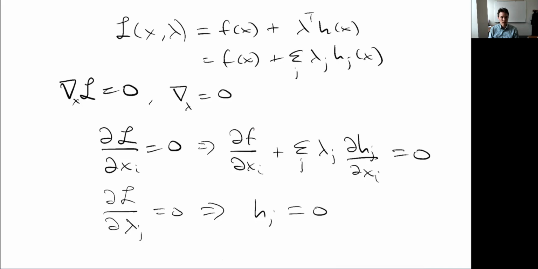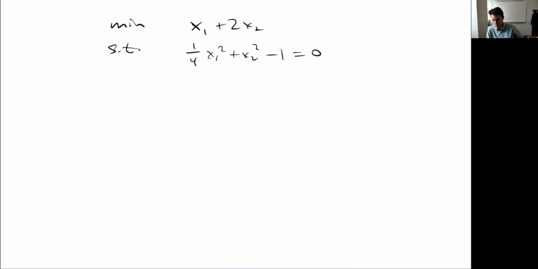Okay, let's just do one quick example here, just a simple, small problem. It's very similar to the one we did with the plane, but let's change the numbers a little bit. Here's a linear objective, and I'm going to have a different but fairly similar constraint: subject to 1/4 x1 squared plus x2 squared minus 1 equals 0. And this is an example from our book.